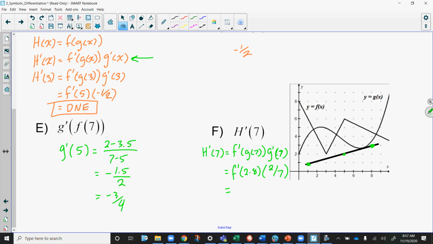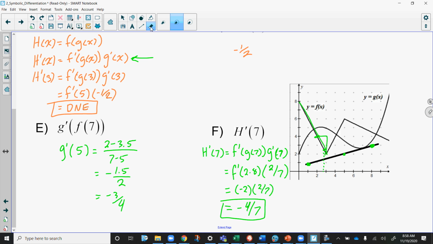So 2.8, we're about here. We're going to come up and be on this line segment here. The derivative of that is going to be the slope of the line segment itself, which in this case, looking at the integer values, looks like it's going to be -2. So -2 times 2/7, in this case, -4/7. So you can see there's a little bit of margin of error depending on how well you draw your straight lines and what you're estimating the value of some things from a graph could be.